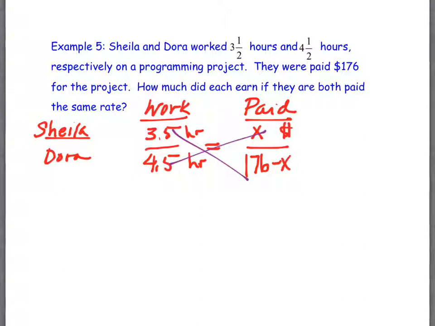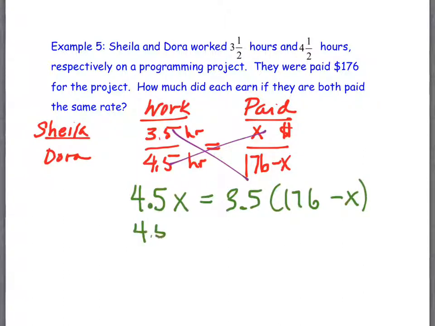All right, so we can cross multiply. One of my diagonals is 4.5x. The other diagonal, I have 3.5 times 176 minus x. So, I've got to distribute, right? What is 3.5 times 176? 616. Like that? Yes. Okay, thank you. And then the other one would still be the negative 3.5x then, right? So a little bit of algebra. What do you do next? I have 3.5.